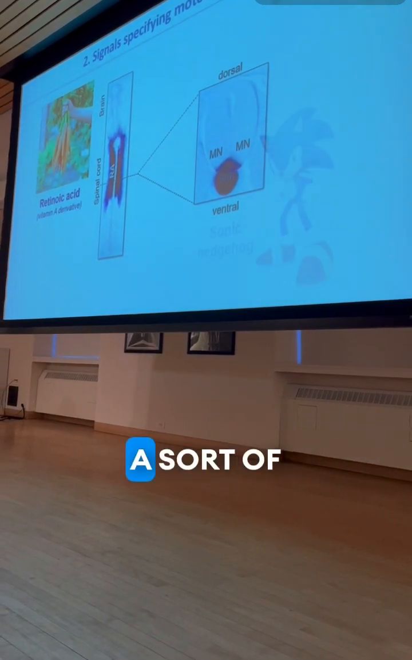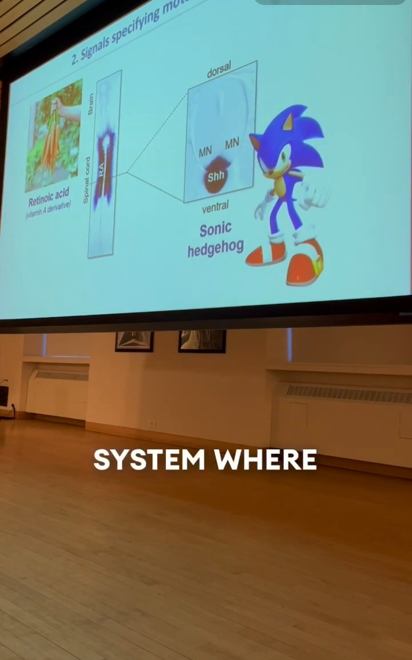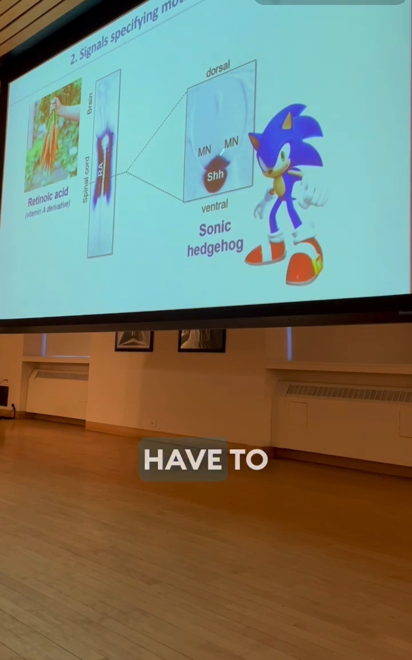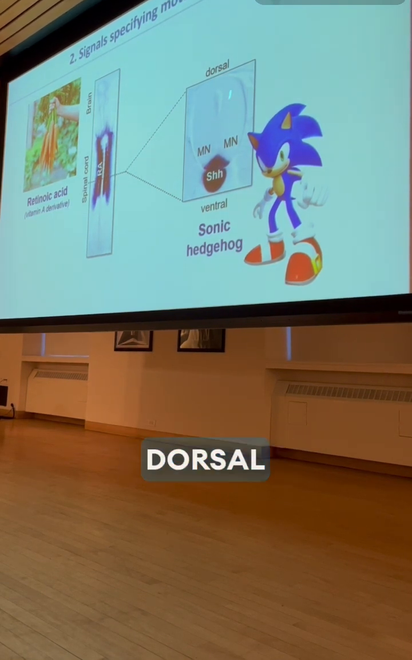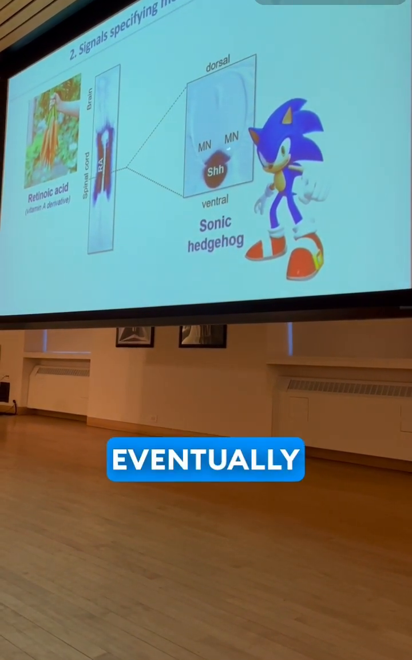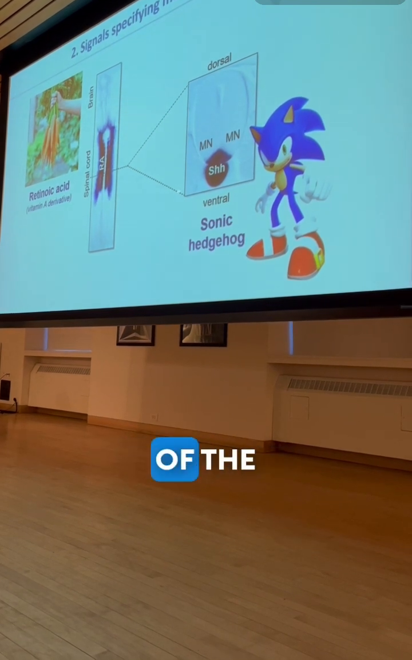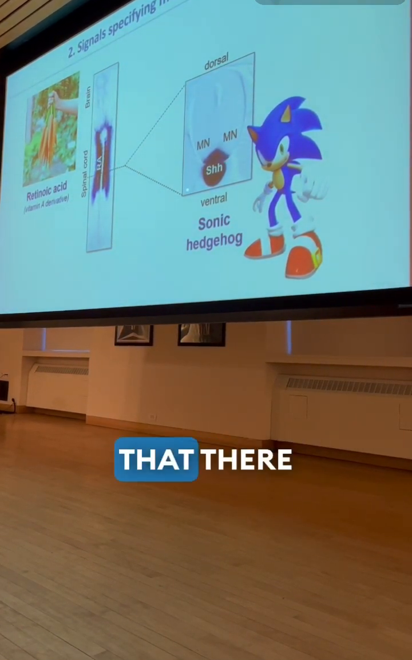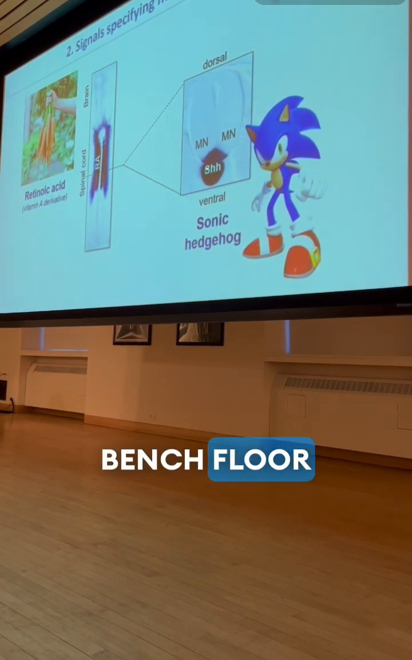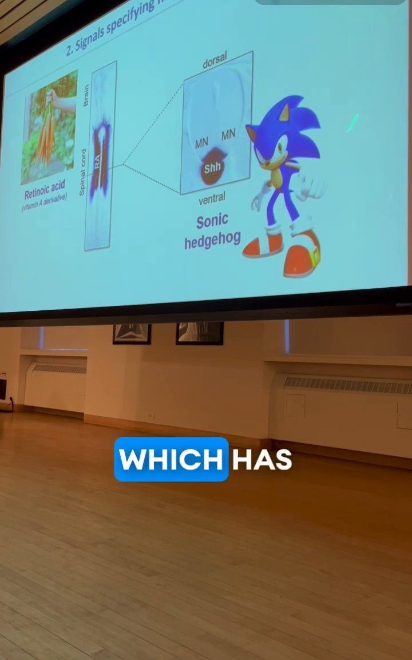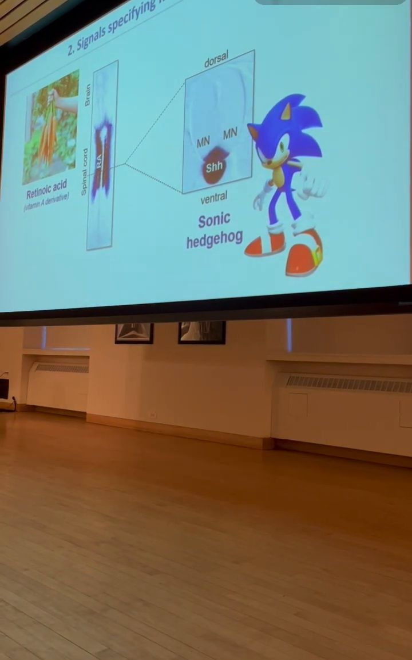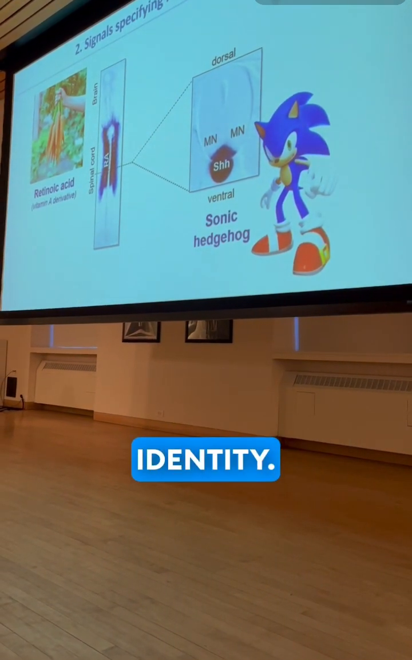And then, in a similar way, like in a Cartesian system where you have to specify rostrocaudal and dorsal-ventral axes, you also have to specify different cell types along the dorsal-ventral axis of the neural tube. Motor neurons are actually born very ventrally, which means on the belly side of the spinal cord. And it has been found that there is a protein which is secreted from the ventral floor plate and notochord, which has been named sonic hedgehog. And the cells that are exposed to high concentrations of this sonic hedgehog molecule will adopt motor identity.